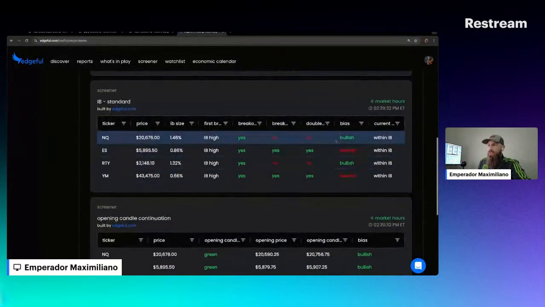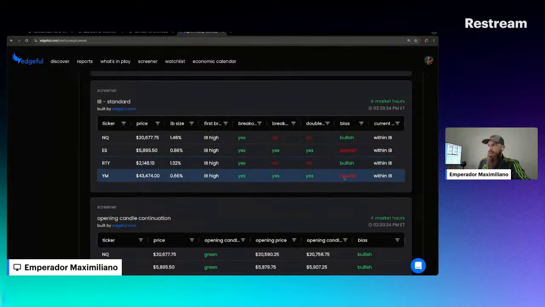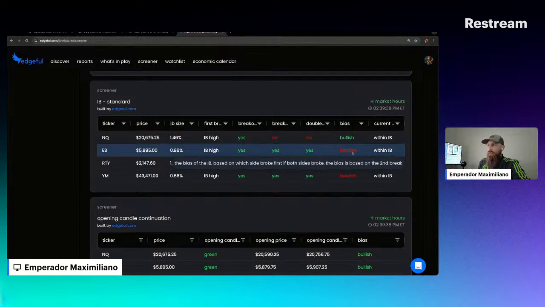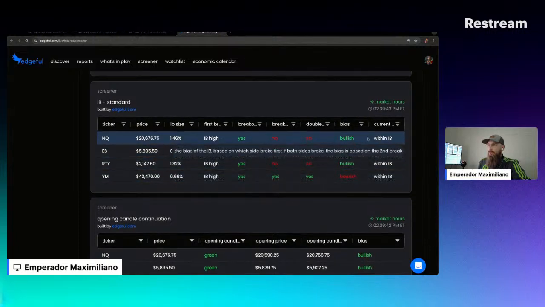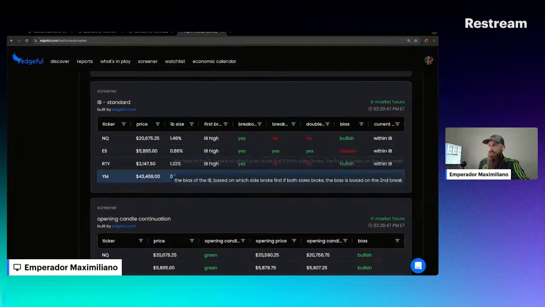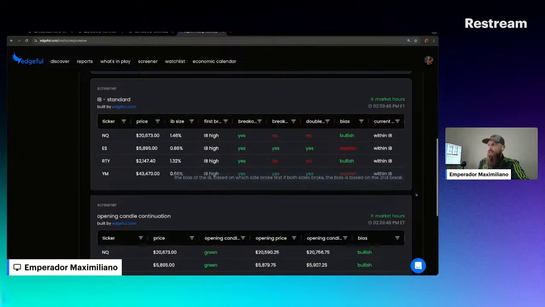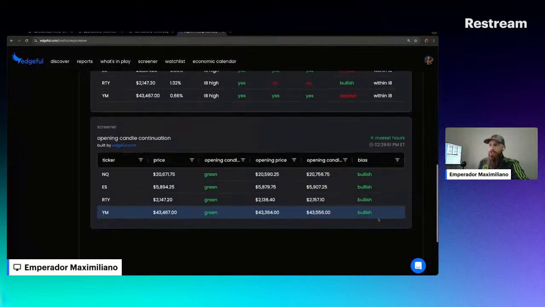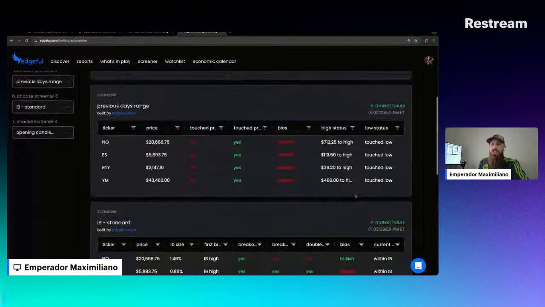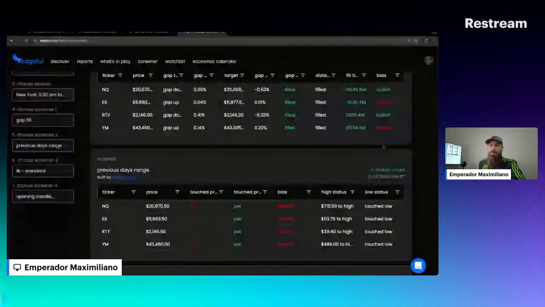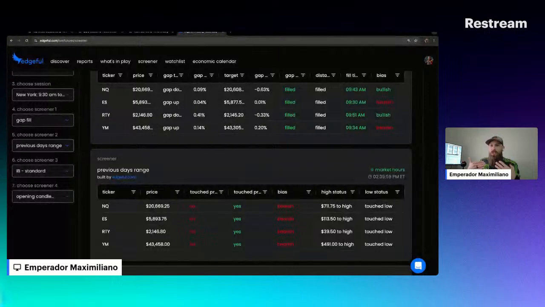And then we have mixed here because YM and ES both do a double break of the IB, but we have bullish on RTY and we have bullish on NQ. So I have, once again, bullish on NASDAQ, bearish on ES. I also have bearish on the Dow down here. And then if I look at the opening candle, I have bullish. So I have all bullish, I have half and half, and I have all bearish. Does it get any more even than that? And once again, half and half up here. Does it get any more confusing than that?